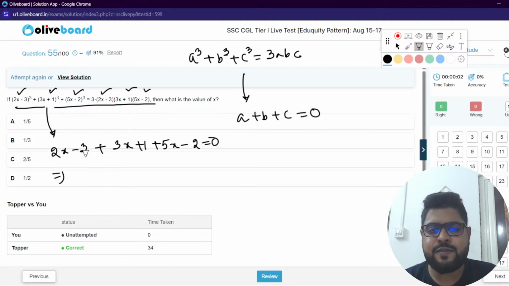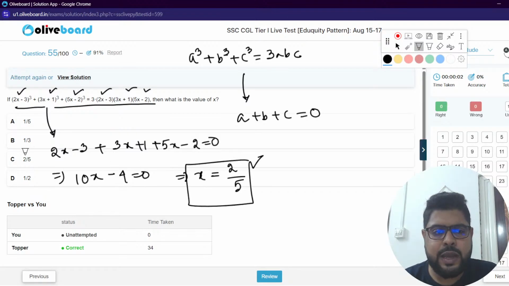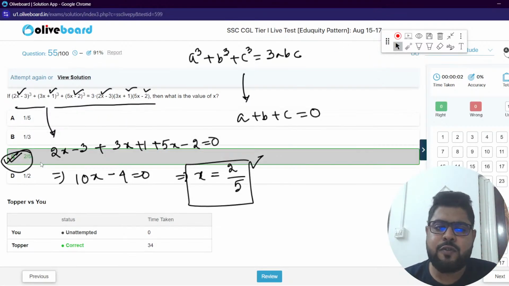So if you add, 2x plus 3x plus 5x is 10x. Then minus 3 plus 1 minus 2 is minus 4. That is 0. So x becomes 4 by 10, that means 2 by 5. Option C is the answer. This is the answer over here.